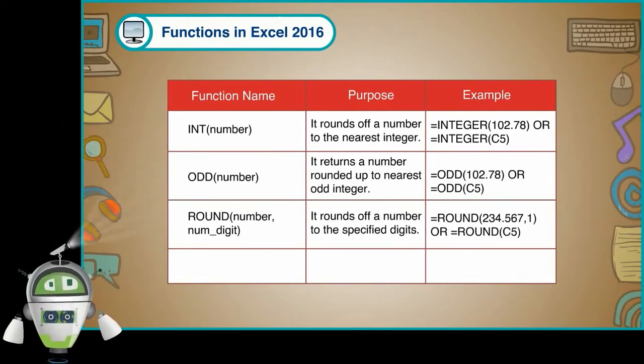It rounds off a number to the specified digits. Is equal to ROUND(234.567, 1) or is equal to ROUND(C5).